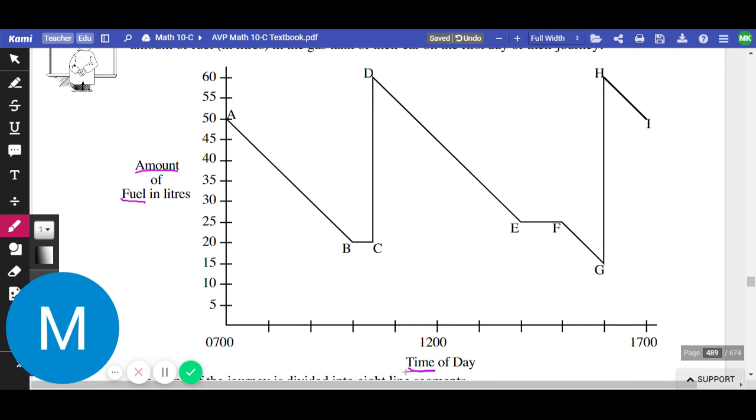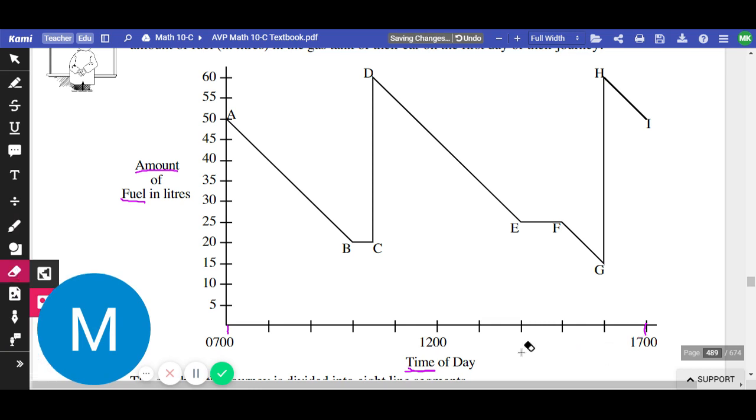Looking at this, the fuel goes from 0 up to 60. The time of the day starts at 7 a.m. and goes until 5 p.m. And that's 17 o'clock, that's military time, right? So you go 17 minus 12 to figure out the time, which is 5 p.m.